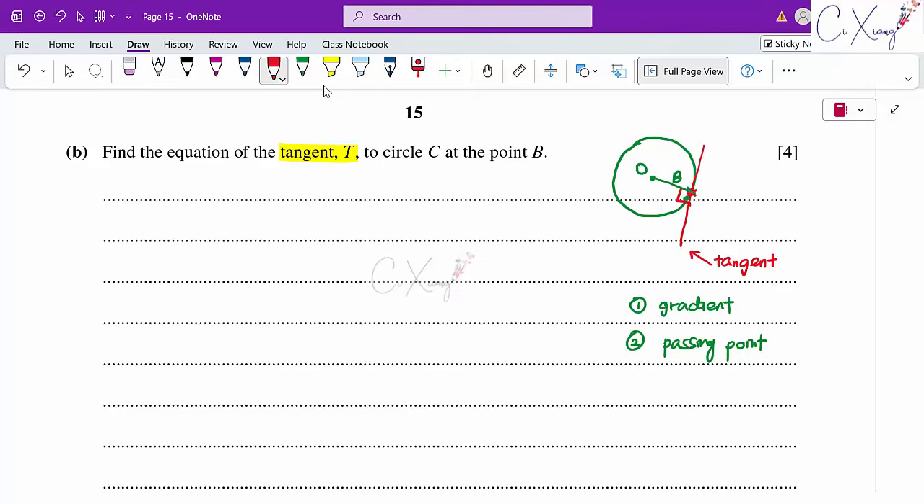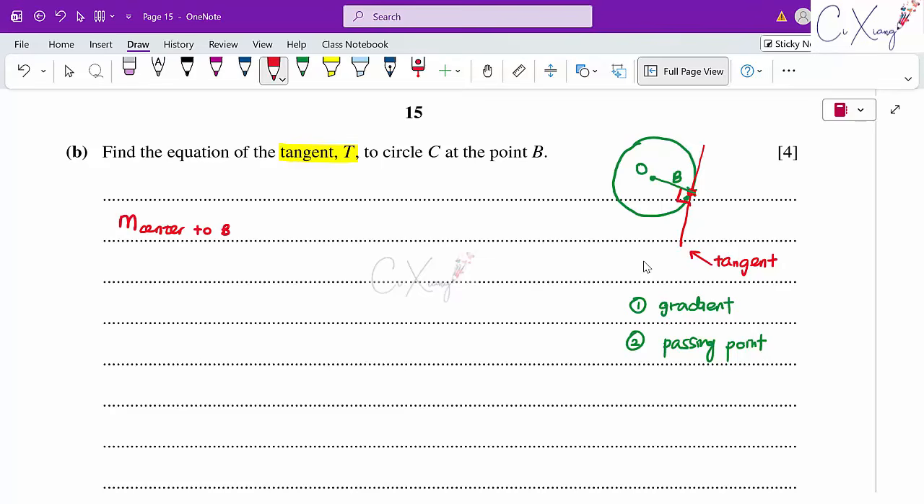So this is some extra information that you need to know. If I have the coordinate for the center and also the point B, I can get the gradient for OB. After I get the gradient for OB, no problem for me to find the gradient of the tangent as well, right? So this is what you need to figure out first before you can form the equation of the tangent. All right, so first of all, I try to find out the gradient from center to B.